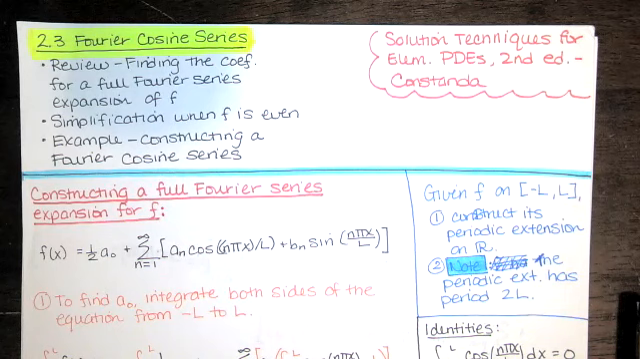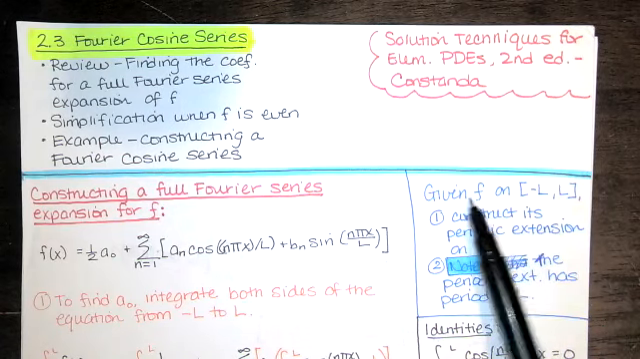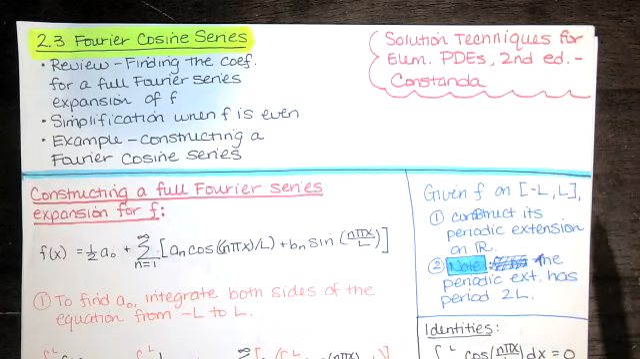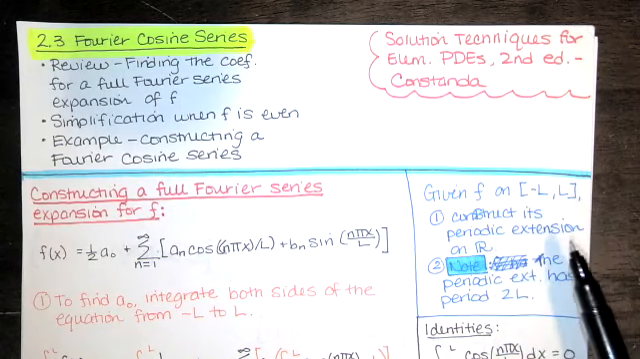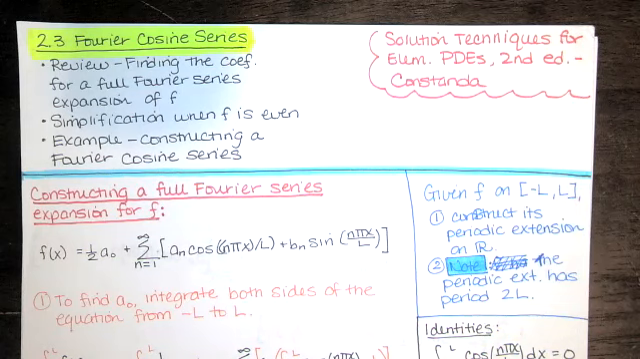Now, this is from section 2.3 of Solution Techniques for Elementary Partial Differential Equations, second edition by Christian Constanda. So as a review, we start with some function f, defined on the interval from negative L to L. And we construct its periodic extension on R, basically just drawing that graph over and over again to the left and right of the original graph. Because this was originally defined on an interval of length 2L, this periodic extension will have a period of 2L.